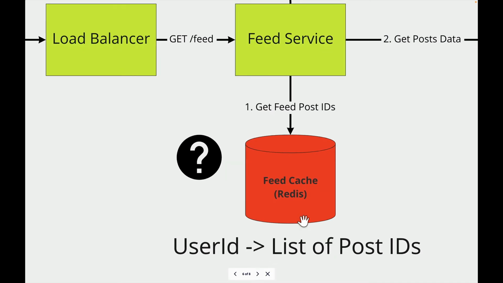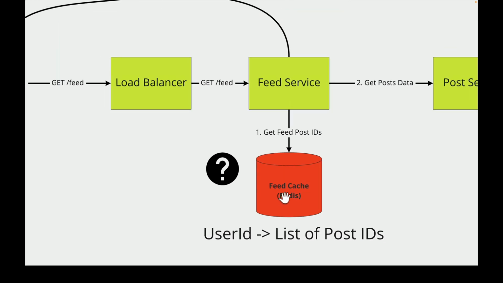What the cache is going to contain is a mapping between a user ID and a list of post IDs ranked in the order that you want to show it to the user. I have a question mark over here because of course the big question is going to be how do you populate this cache? And we're going to talk about that in the next 2 or 3 slides. For now, just think of the population part as a black box. All you care about is this cache and what it contains.